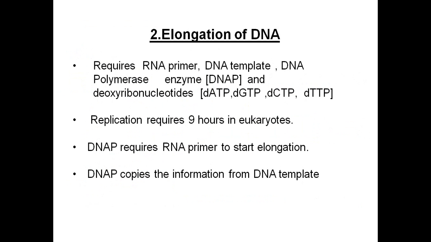Moving on to the next slide. The second step of replication is elongation of DNA. Elongation of DNA requires RNA primer, a DNA template, a DNA polymerase enzyme called DNAP, and deoxyribonucleotides dATP, dGTP, dCTP, dTTP.